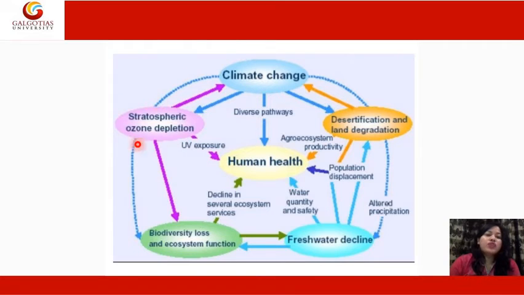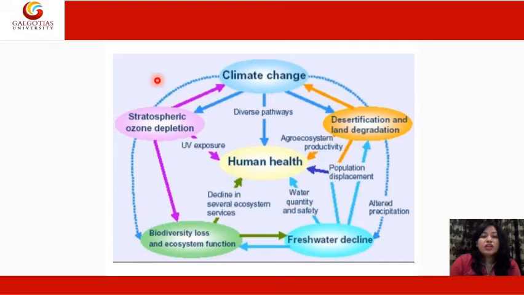One, stratospheric change due to ozone depletion, and two, desertification and land degradation. Due to ozone layer depletion, loss of biodiversity occurs and ecosystem functions are altered. Due to this, freshwater declines. Due to desertification and land degradation, altered precipitation occurs, and due to this, freshwater also declines, and loss of biodiversity occurs and ecosystem functions are altered.